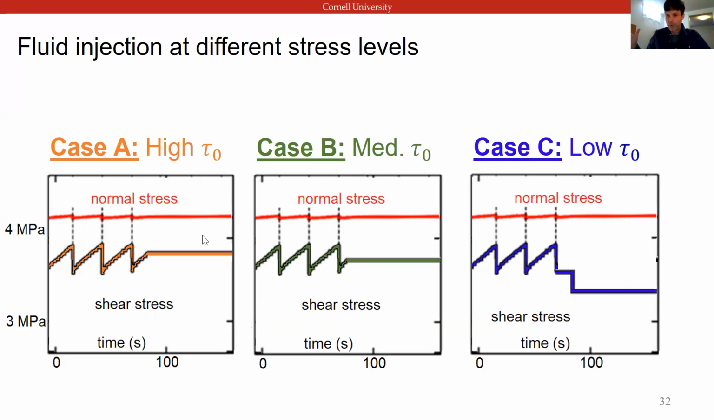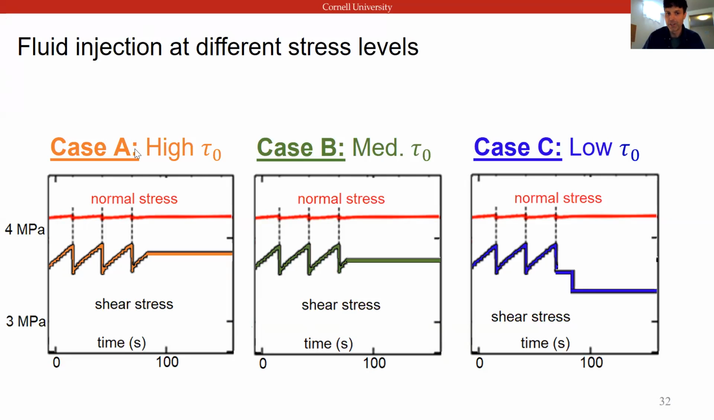Typically, when we load the sample, we're just squeezing it from the exterior, and it makes a slip event when it wants to make a slip event. So here are these sorts of diagrams saying it reaches some critical stress level, then it slips and the stress drops. It reaches a critical stress, it slips again.